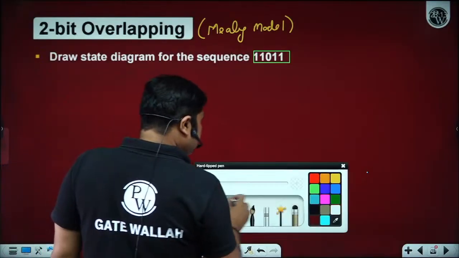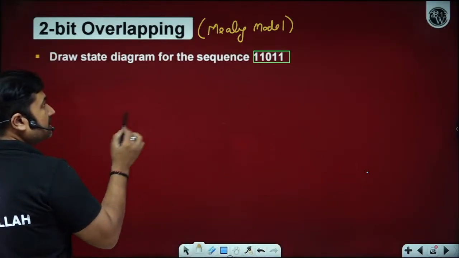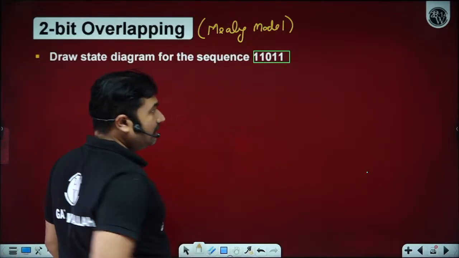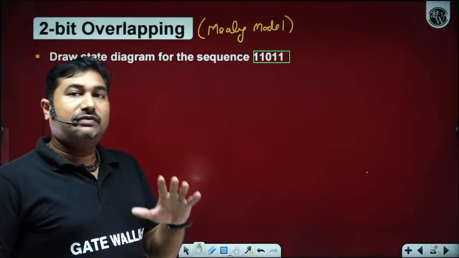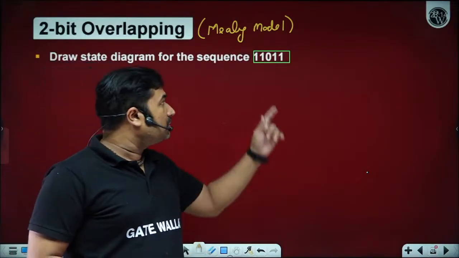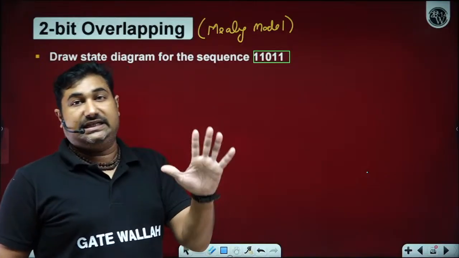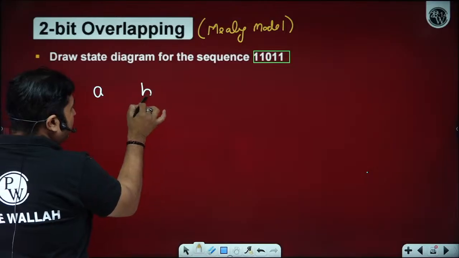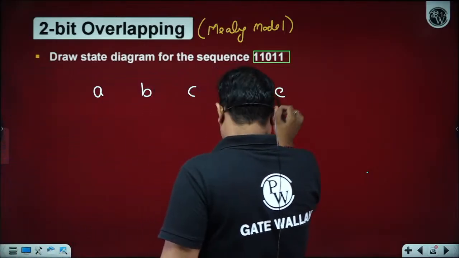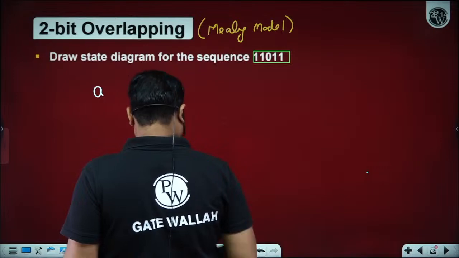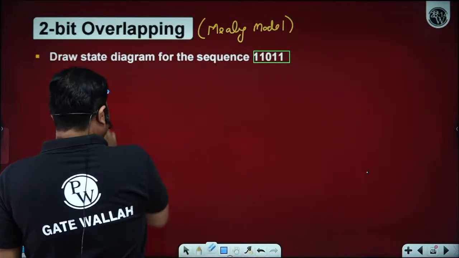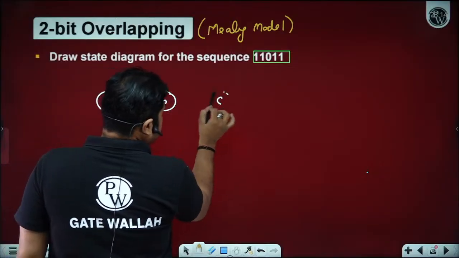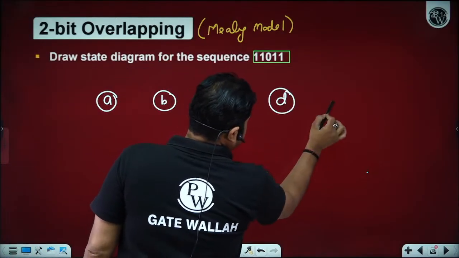If we have to design a state diagram for the sequence 11011, please observe how many bits are there? 1, 2, 3, 4, 5. So how many states are required? The number of states required in case of a Mealy model is equal to the number of bits. So we need 5 states. Let us give them the names A, B, C, D, E. So I am giving the states the names state A, state B, state C, state D, state E.